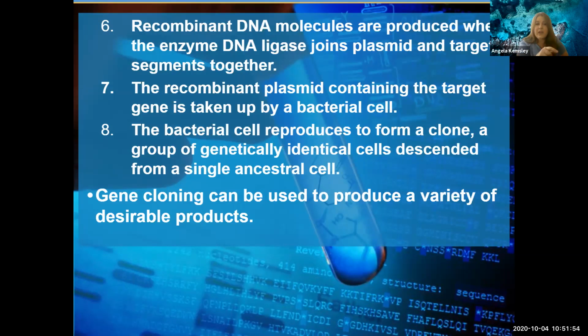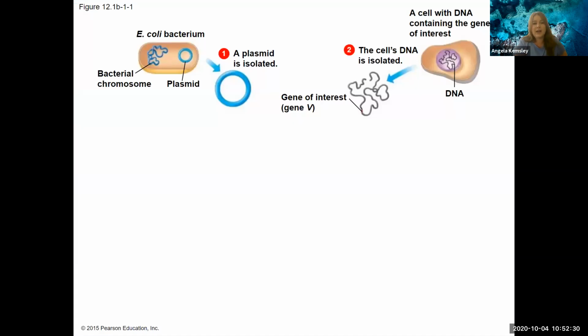So then the recombinant DNA molecules are produced when the enzyme that we call DNA ligase, used kind of like glue, joins the plasmid and the target segments together. The recombinant plasmid containing the target gene is then taken up by the bacterial cell. The bacterial cell reproduces to form a clone, and a group of genetically identical cells descended from a single ancestral cell arise. And this process of gene cloning can be used to produce a variety of desirable products. So let's take a look at that in picture form.